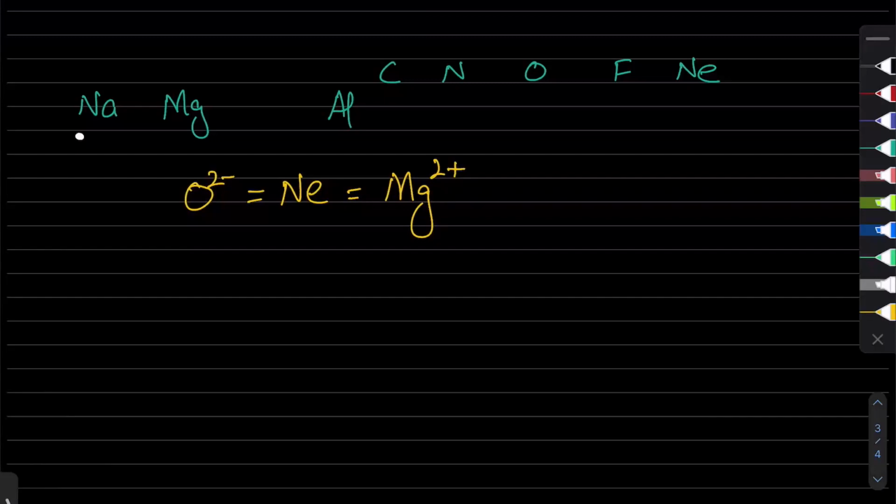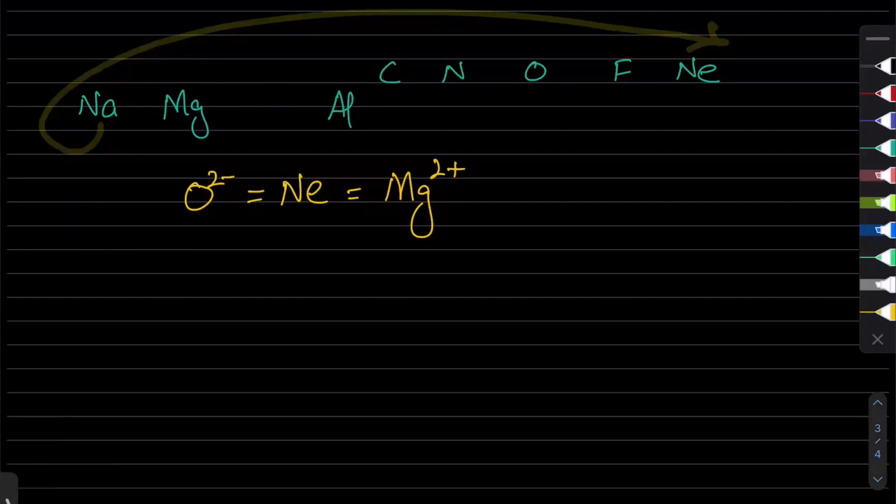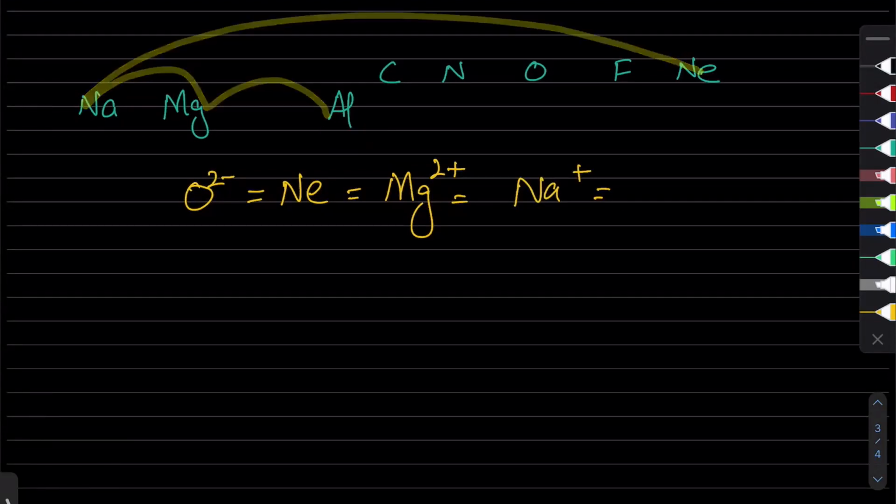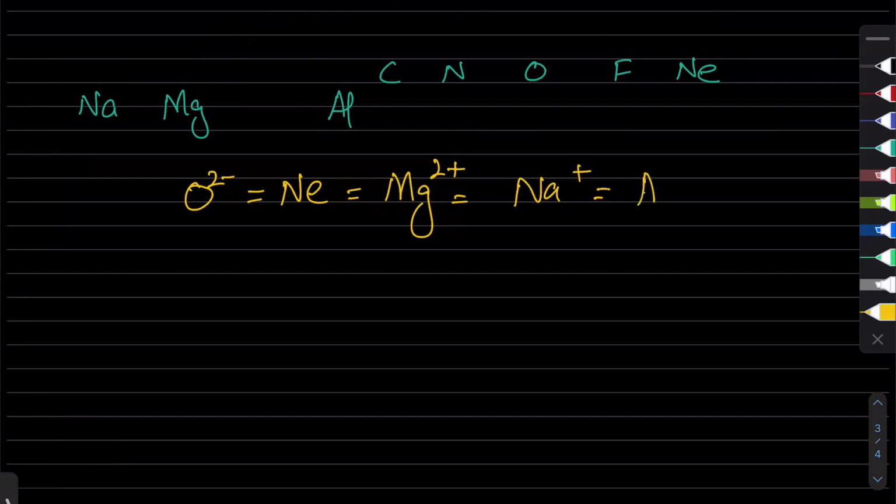Let's try it for sodium. For sodium, I have to go 1 step back. So that is sodium. Because I'm moving back, that's plus. Because I'm moving 1 step, just 1+. Let's say I'm at aluminum and I want to get to neon. So 1, 2, 3. Okay, so 3. So aluminum 3+.